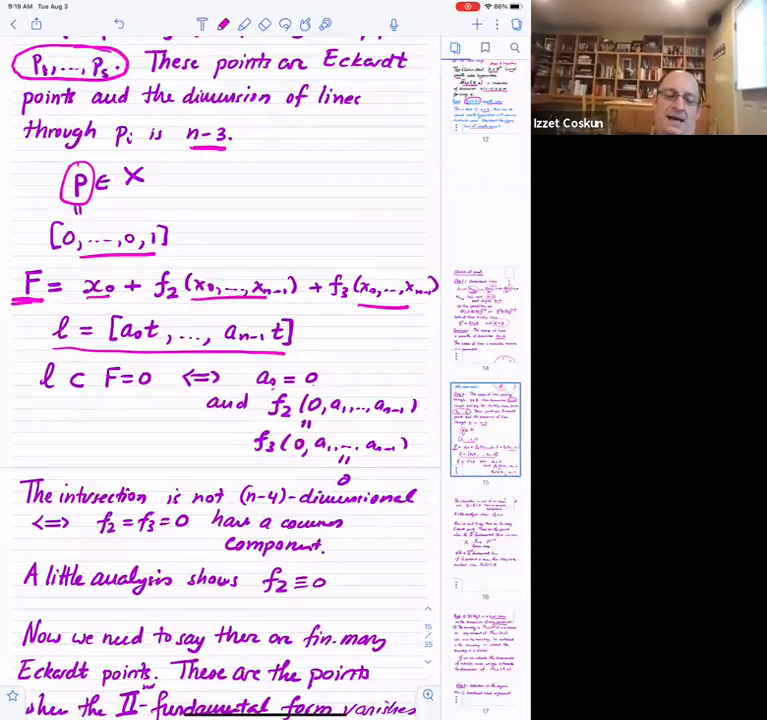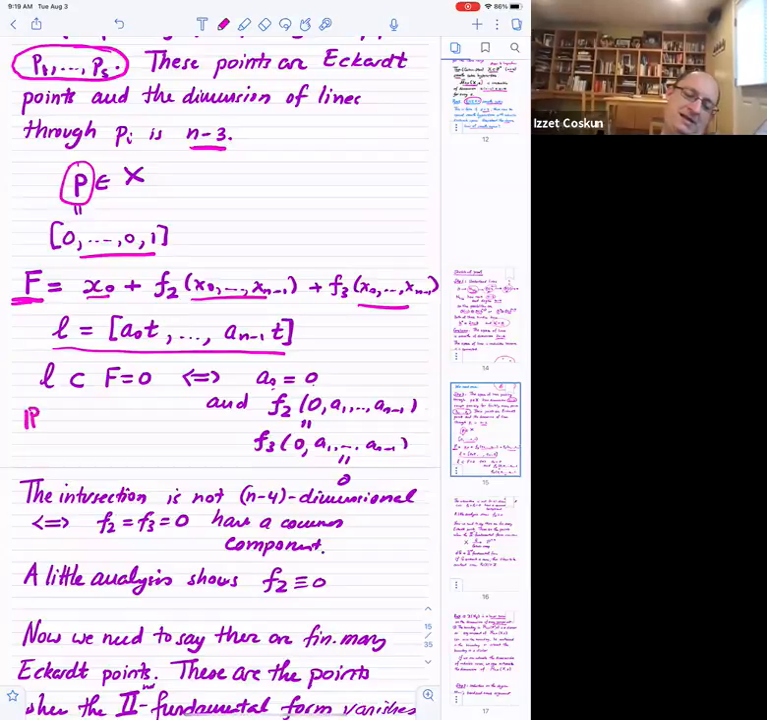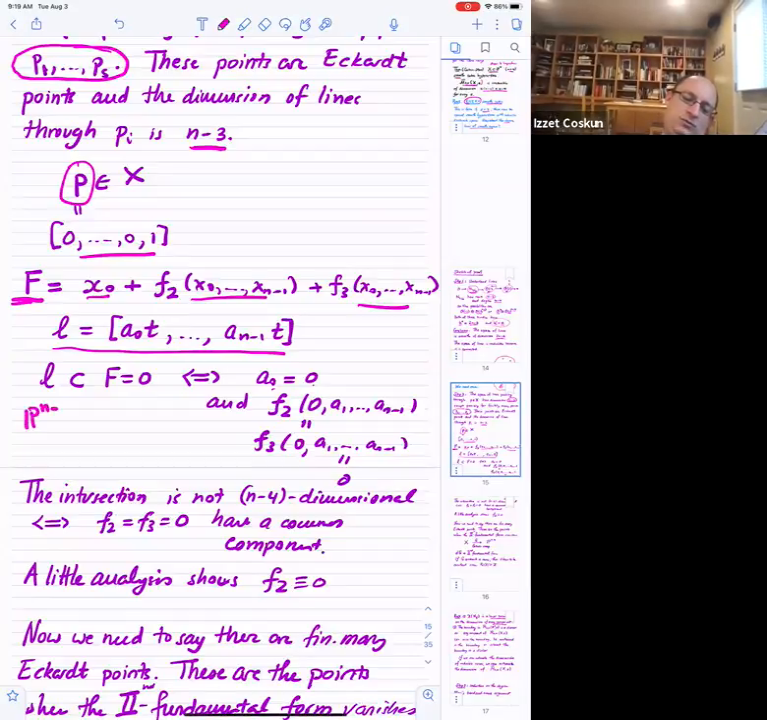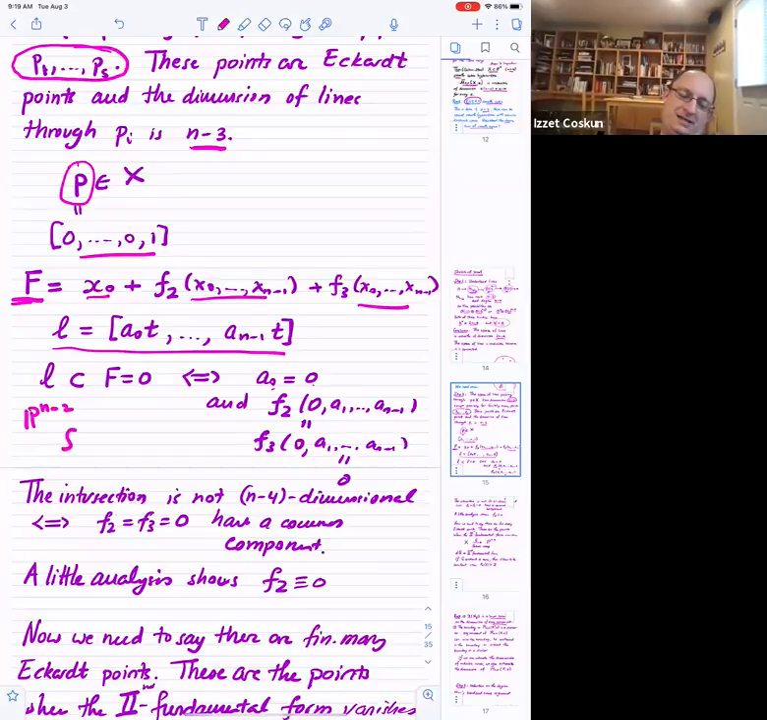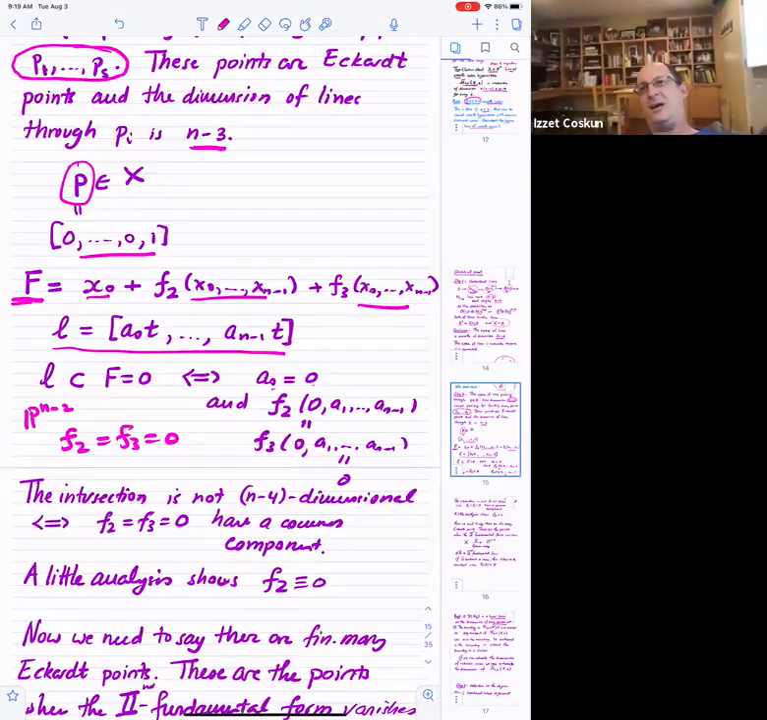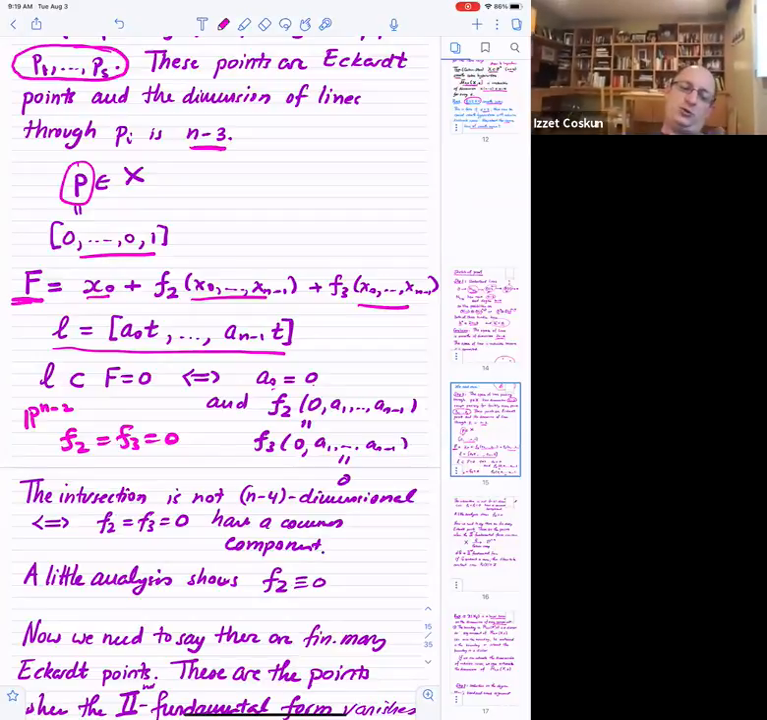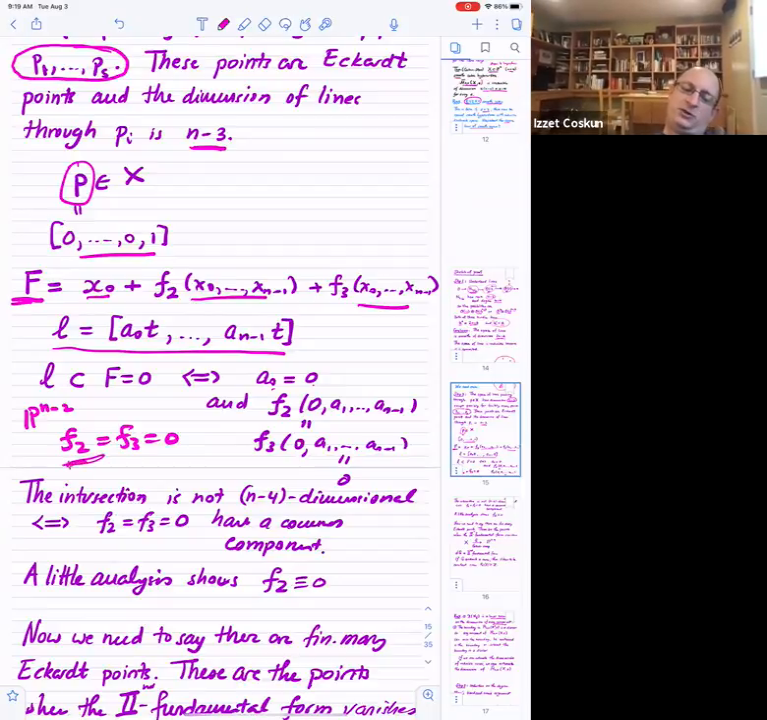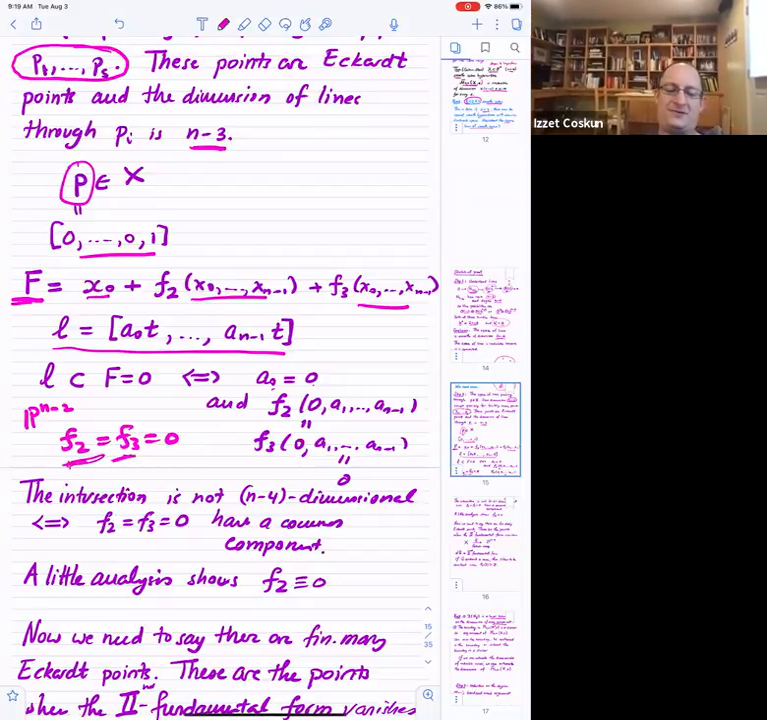So you see that the space of lines through a point is in this Pn minus 2. In this Pn minus 2, it's given by the vanishing of two equations, F2 and F3: the quadratic form of the expansion and the cubic form. Like you take the Taylor expansion, it has the degree 2 term and the degree 3 term, and in that Pn minus 2, this degree 2 term and the degree 3 term have to vanish.